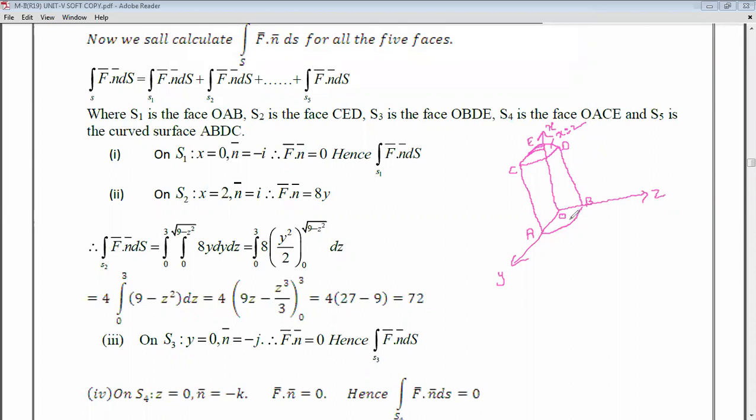Okay, so first one, OAB. So this is the one we are choosing, right? So here what we require: F bar, and next N bar, and next dS. These are the 3 things we require. So if you are taking OAB, here X is nothing but I, and this is K, and this is J, right? So OAB, the outward unit normal vector is this one, right? This is the outward unit normal vector.